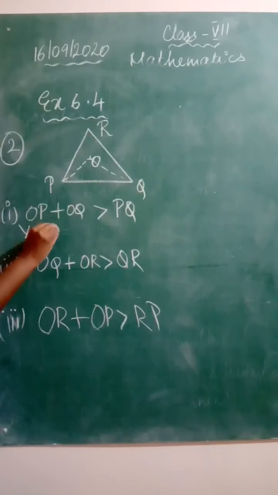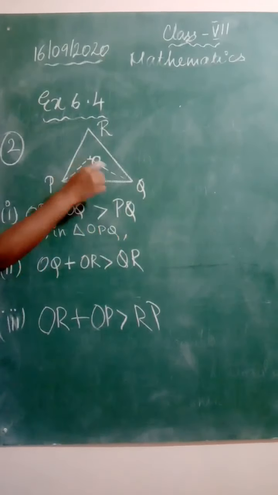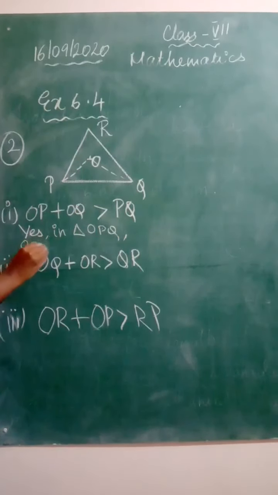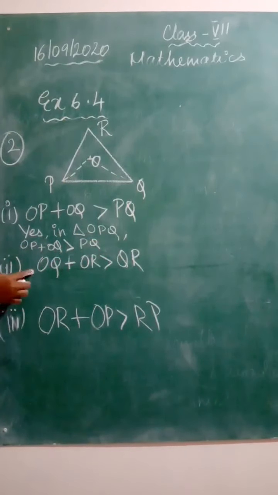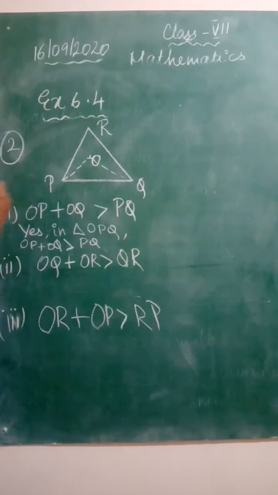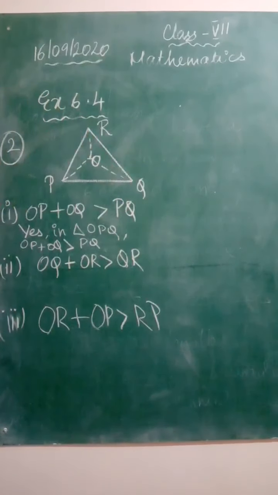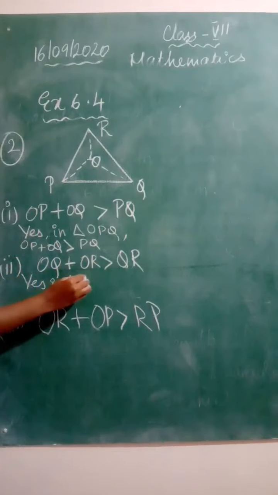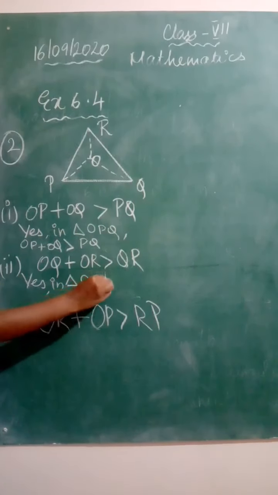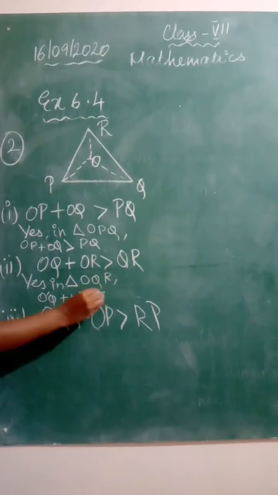Okay. In triangle OPQ, this has formed a triangle, so OP plus OQ is greater than PQ. Okay. Next, OQ plus OR greater than QR. So here, OQ plus OR. So join OR. So here this is a triangle, right? Okay. Now again, yes, in the triangle, what triangle is that? OQR. In OQR, OQ plus OR is greater than QR.